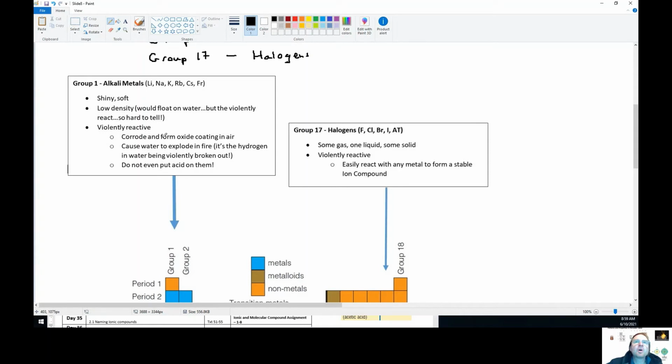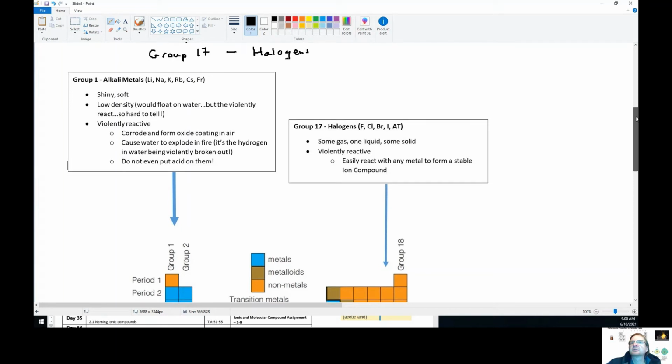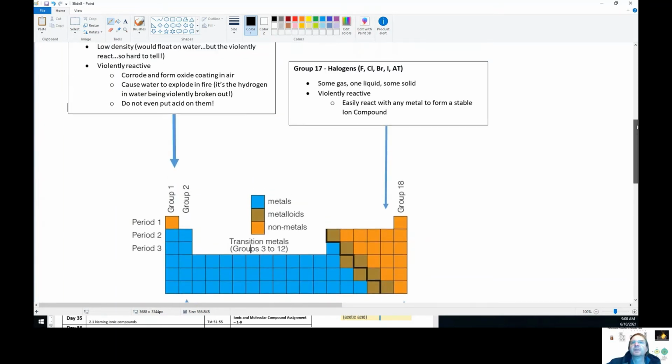And yes, they corrode or form an oxide coating just in the air from oxygen. Watch some of the videos, you'll see that happen literally in real time. They can cause water to explode in fire, and that's the hydrogen being violently kicked out of the water. Don't even put acid on them. And that's where group 1 is, all the way down there.